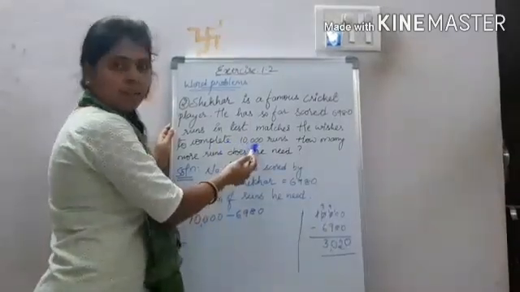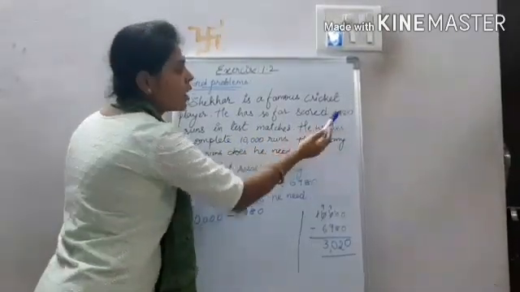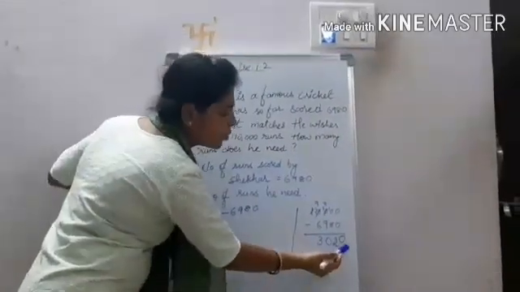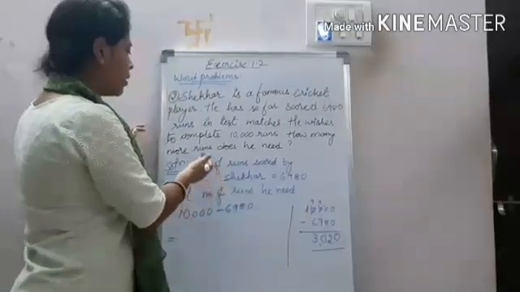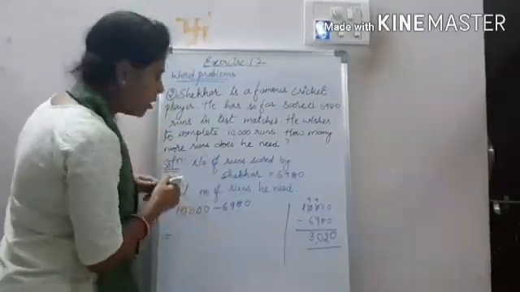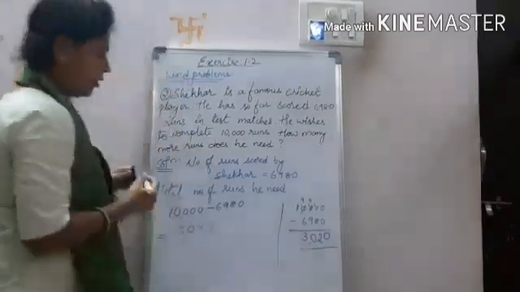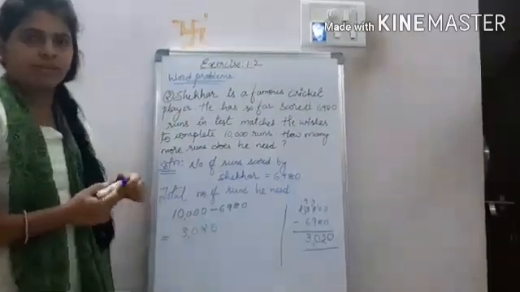So he wishes to reach 10,000. From 10,000 to 6,980, the difference you got is 3020. That is the number of more runs he wants to score: 3020. Right? Understood?